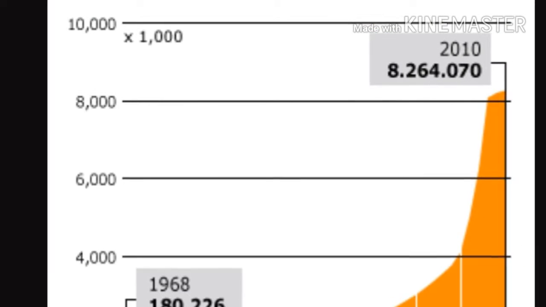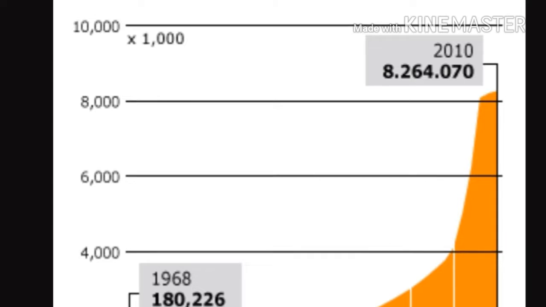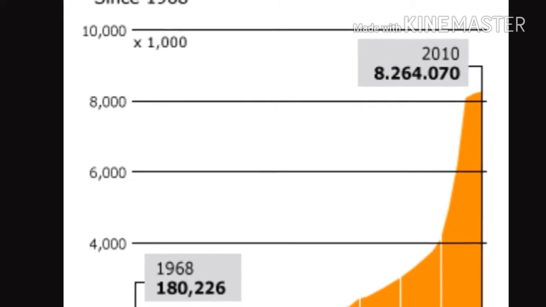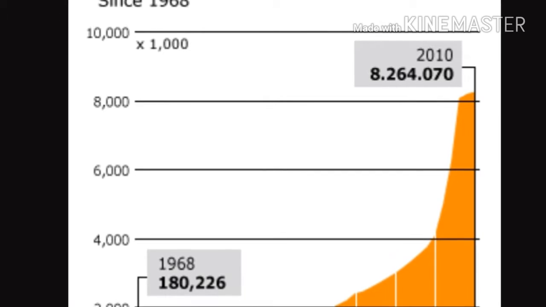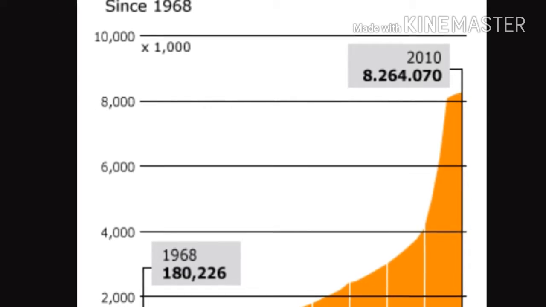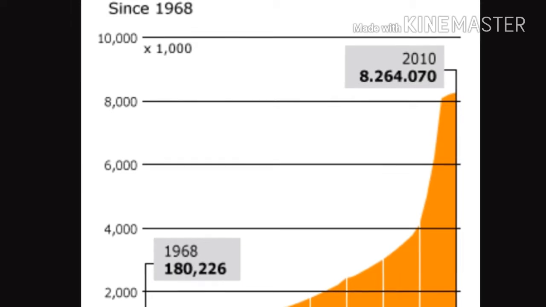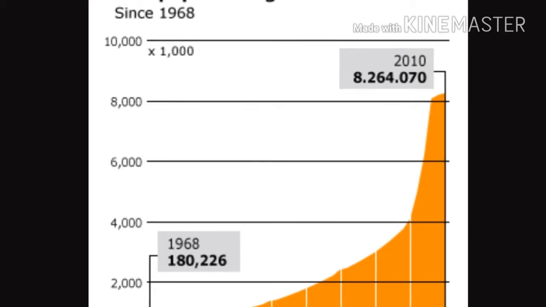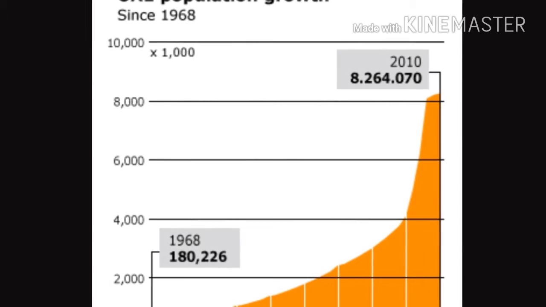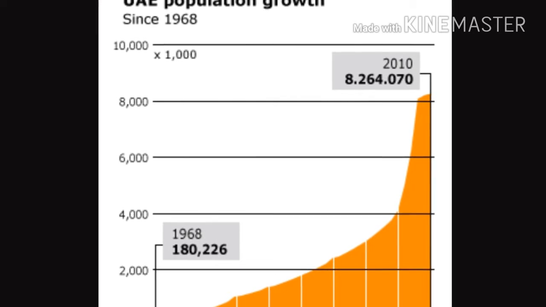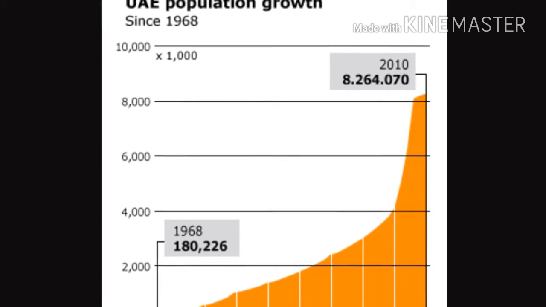According to the UN, UAE has a population of 9.4 million people as of mid-year 2017 compared to 1.3 billion that of India's. UAE has seen a significant growth in population since 1968, from 180,000 to almost 9.4 million.